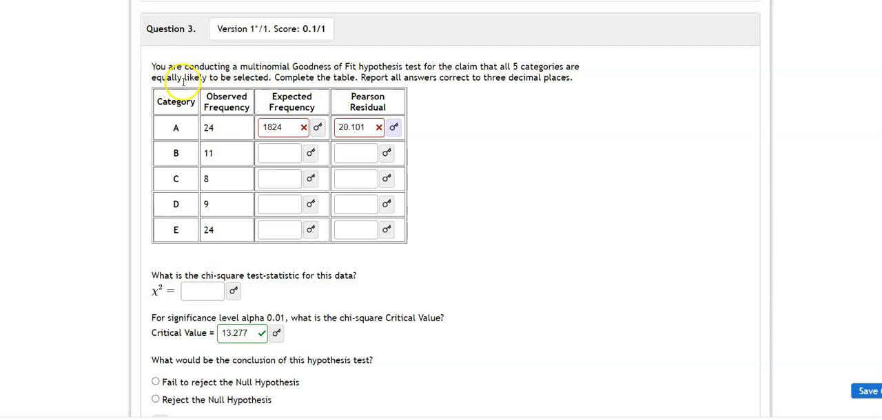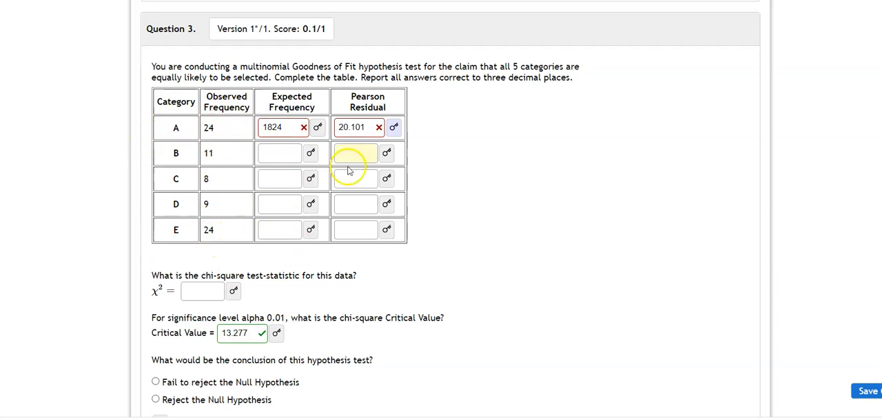Okay, so since each of these categories are equally likely, we should expect, since there's 5 categories, that the probability of getting something in that category is 1 out of 5 for every single category. All right, since they're equally likely, what we should be getting as our expected frequency is 1/5 of our total.